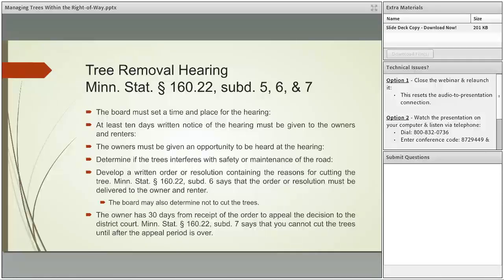This hearing must include the affected parties, so that not only includes the landowner who abuts the land, but also the resident, or the renter, and the adjacent landowner to the abutting landowner. So you may have to notify up to 4 different parties here: the renter, the landowner, and the 2 landowners to the side of that landowner.